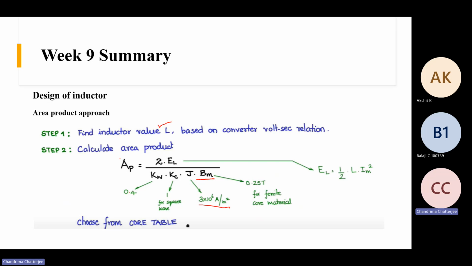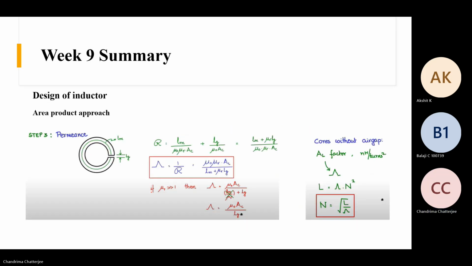And if you have found the area product, then you can refer to the core datasheet available and you can choose the appropriate core for your inductor. Okay. From the datasheet, you can choose what is the area product. Then what is the next step? The third step will be to calculate the permeance.